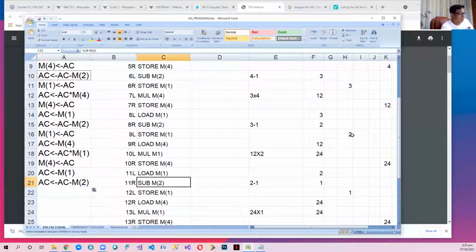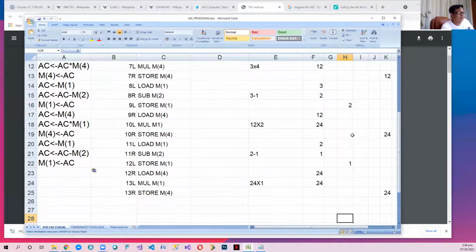That's how it is, no? So this is equivalent to 2 minus 1, so 1. And we store M1. M1 receives AC. Do we have that? Yes. We just copy this here. M1 receives AC. So eventually M1 here becomes 1. This is M1, right? This is our next multiplier.